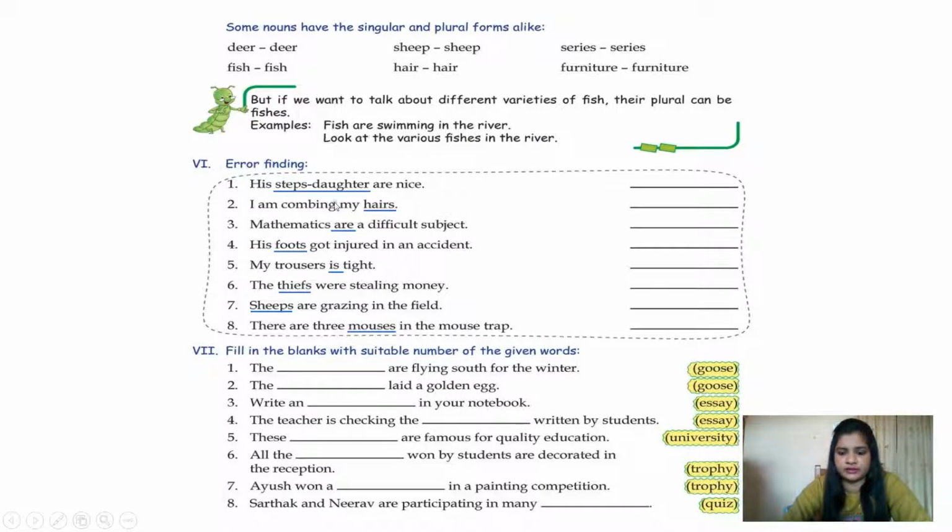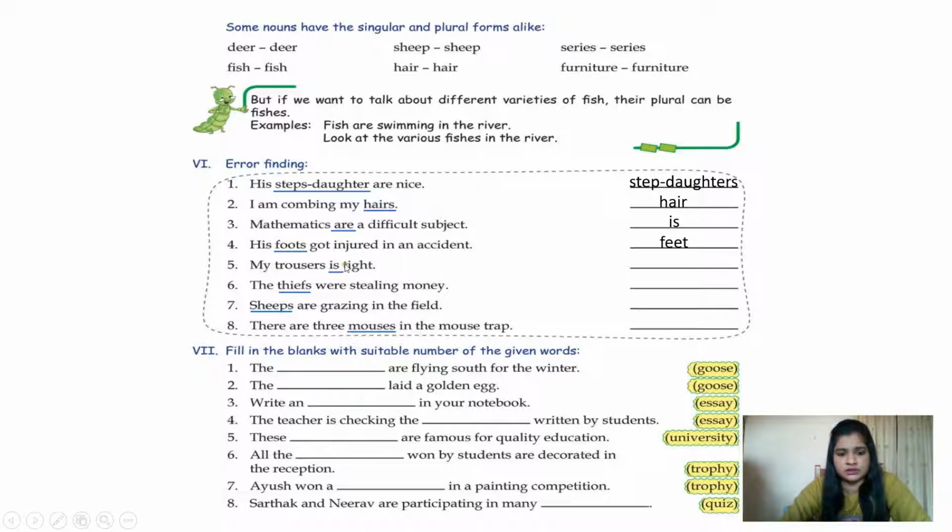Now, error finding, children. His stepdaughter are nice. So, stepdaughter is wrong. Because it is written stepdaughter, we have to write stepdaughters. I'm combing my hairs. Children, look here. We have just read, so it is wrong. I'm combing my hair. Mathematics are a difficult subject. Children, it is a singular noun. It is one subject only. So, is. His foots. Is it right? We will write feet. His feet got injured.